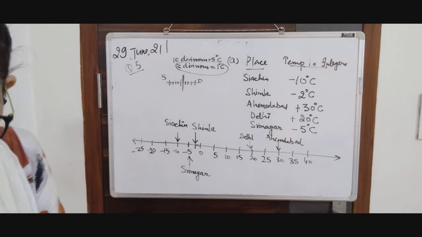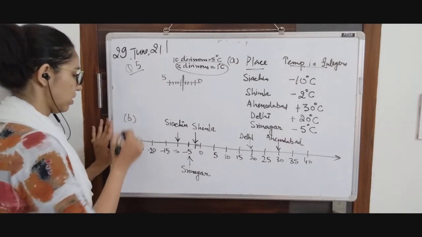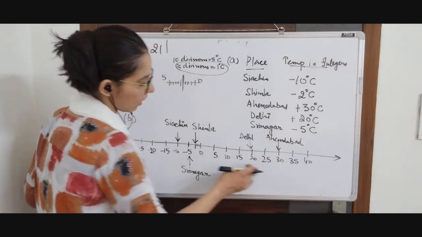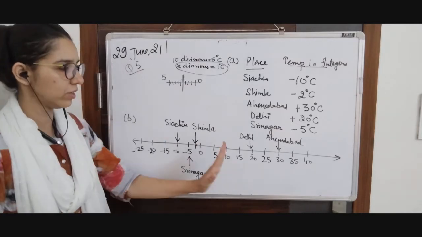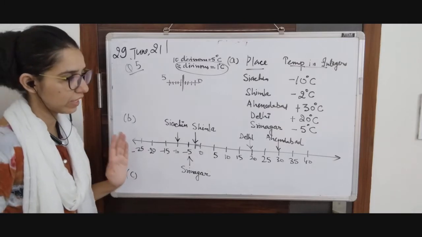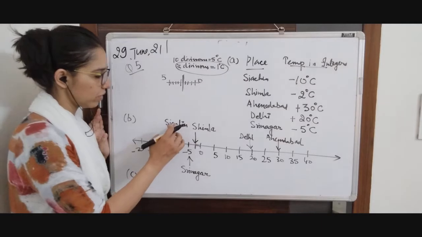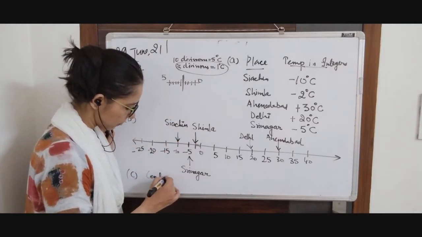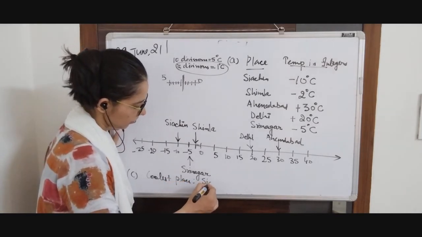Next we have to tell which is the coolest place. This was our C part. Which city is having the lowest temperature? Obviously, the one on the left hand side is going to have lower temperature than the cities on the right hand side, and the leftmost city is Siachen. So the coolest place is going to be our Siachen.